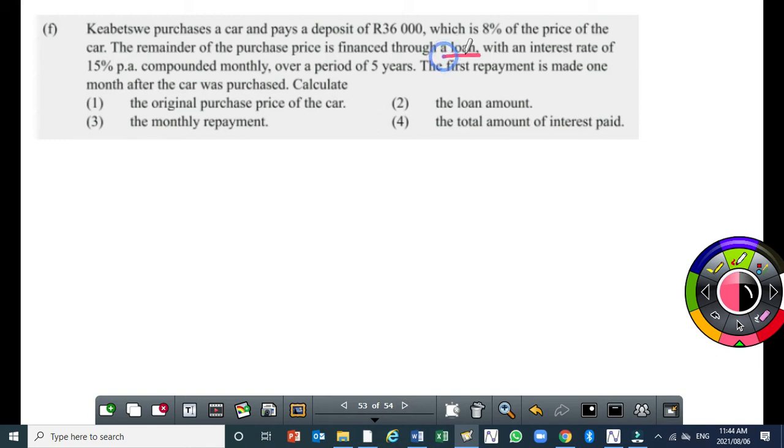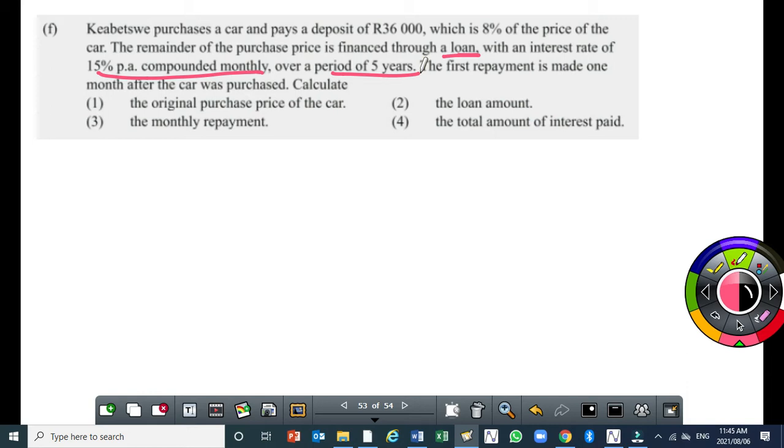Now this is a clue that we may be dealing with present value, because the person is going to borrow money to buy the what? The car. It's an advantage to pay a deposit, by the way, because it reduces the amount that you are going to borrow. So you end up paying less interest. Right? With an interest rate of 15% per annum compounded monthly. So we have a fixed interest rate over a period of 5 years.